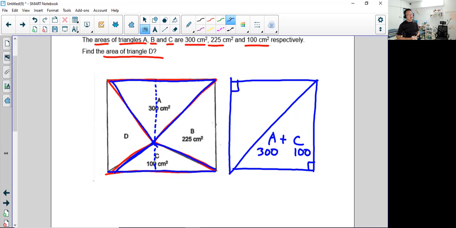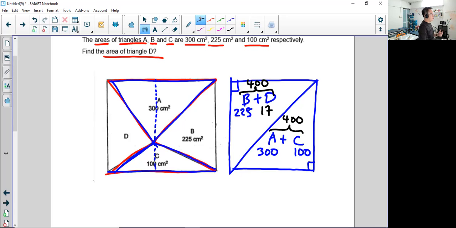So the other right angle triangle is also the same area, and that must be your letter B and D. Okay, if my letter B is 225 centimeters square, then what is my letter D? That'll be quite easy to find, because this area, this A and C together, is 400 centimeters square. Then the other right angle triangle must also be the same, 400 centimeters square. Then you take 400 minus 225, and you get the area of part D, which is 175 centimeters square.